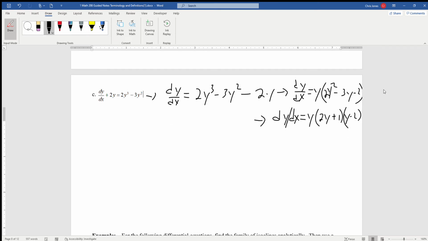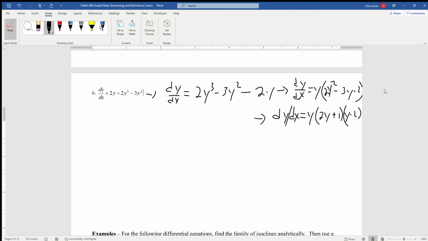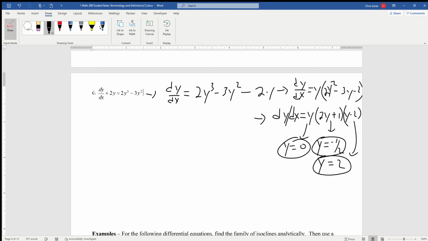And that gives us three lines that are equilibrium points. The first one is going to produce y equals 0. The second one is going to produce y equals minus 1/2. And the third one is going to produce y equals 2. So these are the three lines on the slope field that should produce equilibrium points.